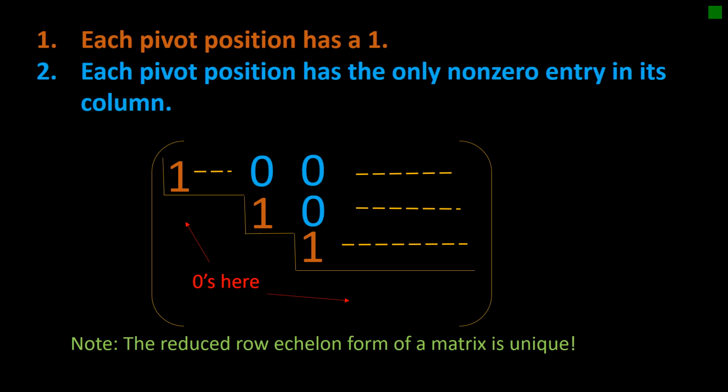And the reduced row echelon form of a matrix is unique. This is important.